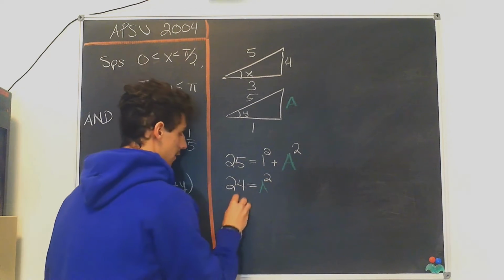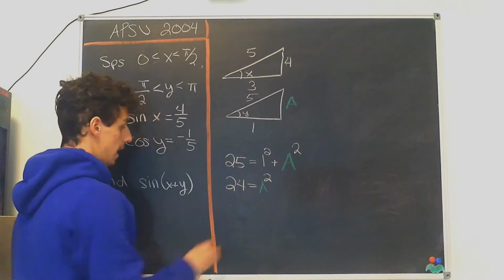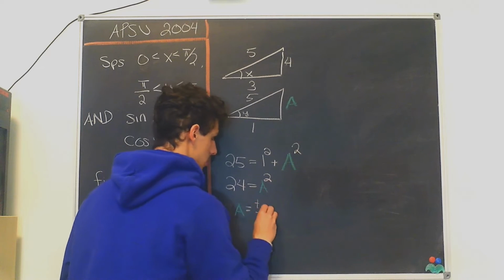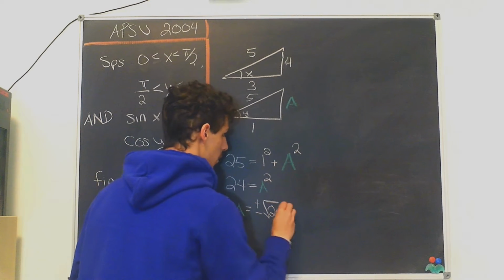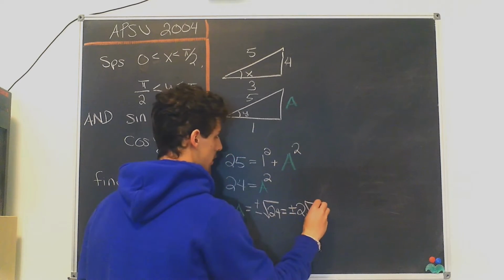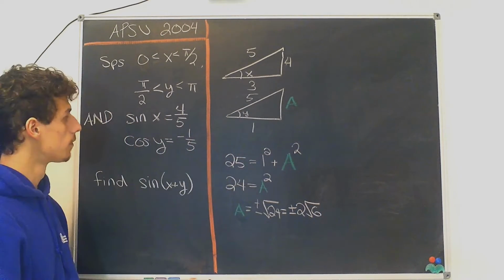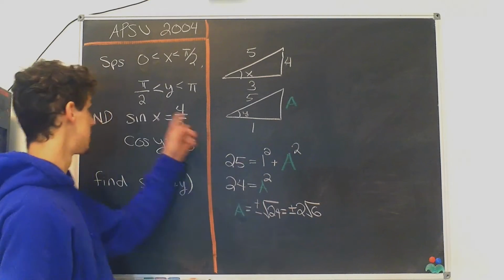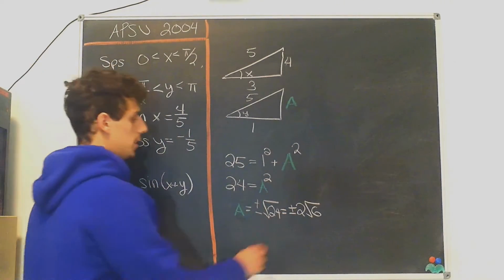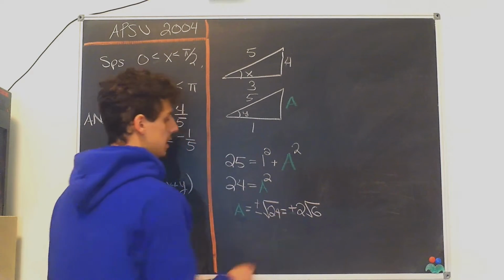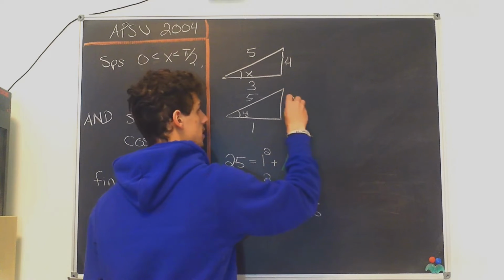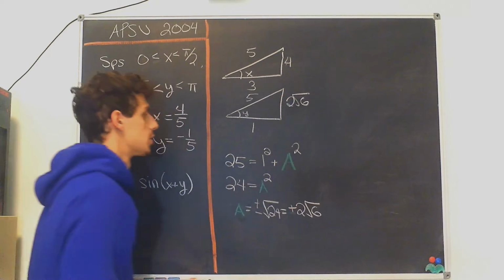And finally we have a equals plus or minus the square root of 24, which is the same thing as plus or minus 2 times the square root of 6. Okay, great. But now that we're working in the second quadrant for y, we know that we're going to take on a positive value here. So I'll go ahead and get rid of this minus sign and say that this side of the triangle right here is 2 times the square root of 6.